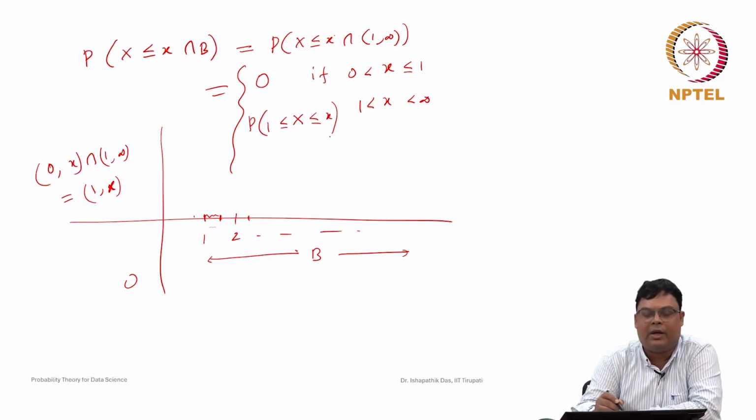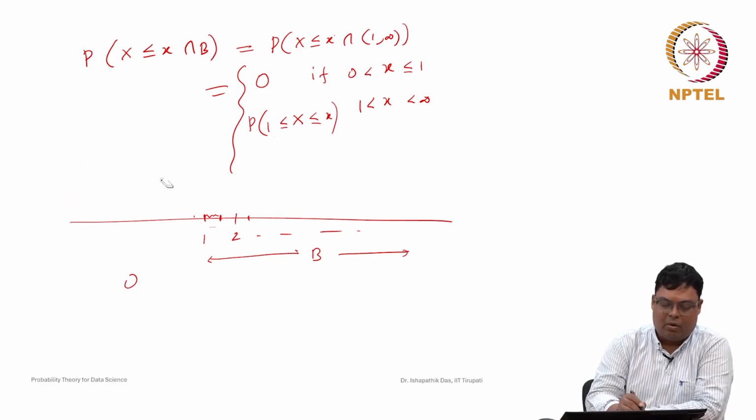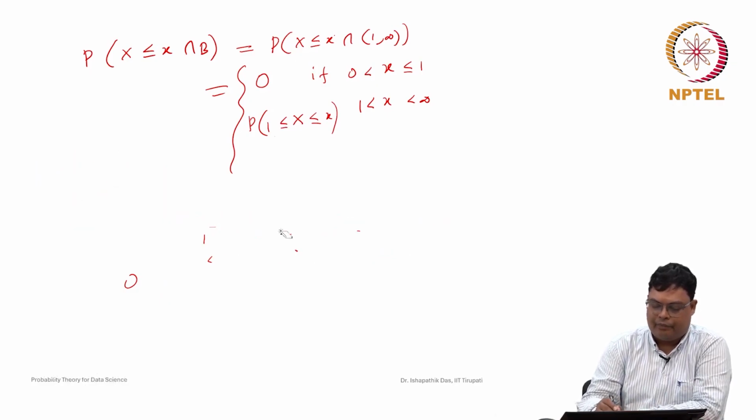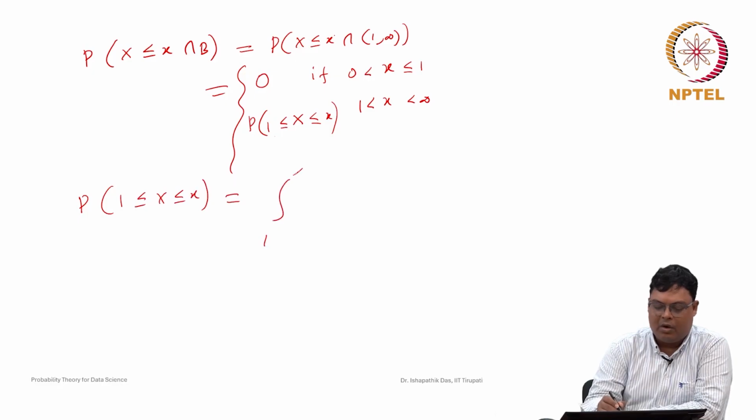I hope you have understood it. Whenever x is greater than 1, the intersection will be nothing but 1 to x. Now we will find out this probability. The probability that 1 less than or equal to X less than or equal to x is the integral from 1 to x of f of X dx. I will just take a different variable, t dt.